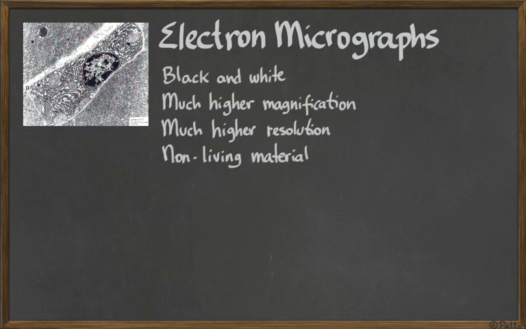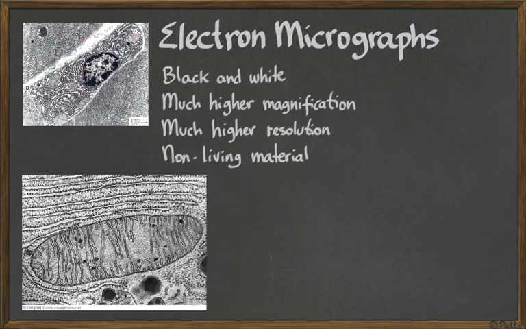They have a very big magnification, very big resolution, but they only see non-living material, because to prepare the material for electron microscopes, you need to spray a layer of metal. Usually they use gold, and that ultimately, if the material is not already dead, is going to be dead for you to be able to observe.